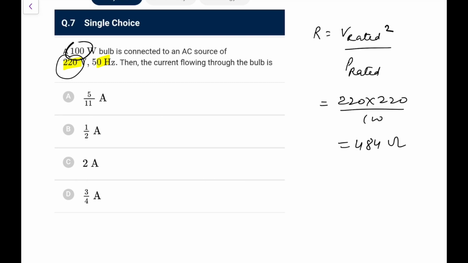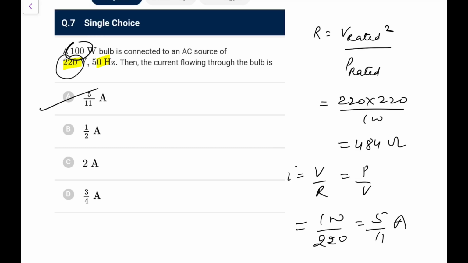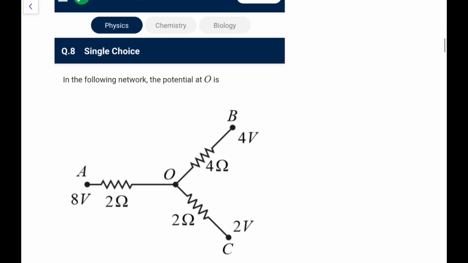Okay, we are asked the current, so you can write current as V by R, or you could write it as P equal to VI. So you could write it as P by V, whatever you wish. So it would be 100 by 220, sorry. So 100 by 220 means this is 5 by 11 ampere. So that was an easy one, no need for calculating resistance here.